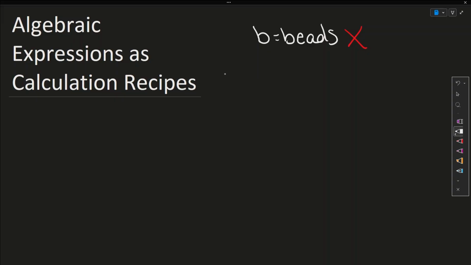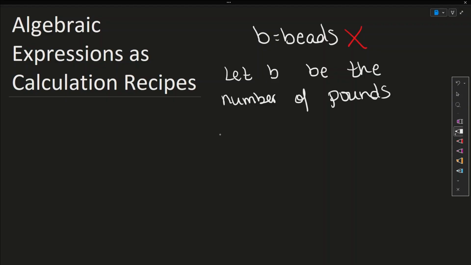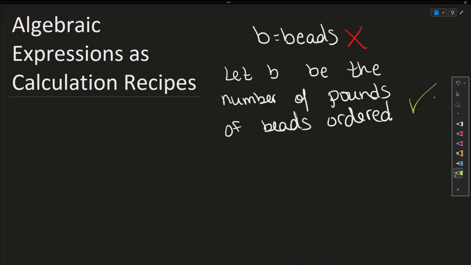Instead, we should say something like, let b be the number of pounds of beads ordered. That definition makes b a number. Now we can use it in an expression.